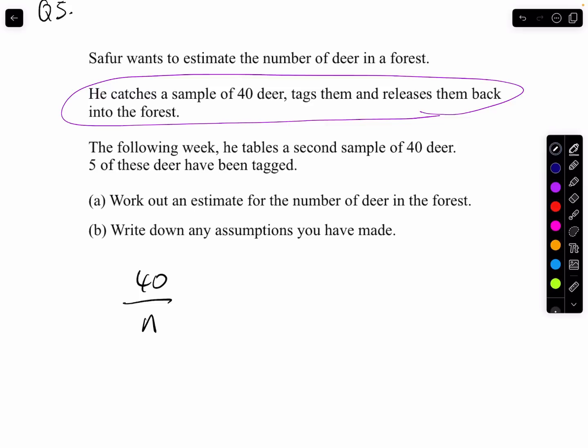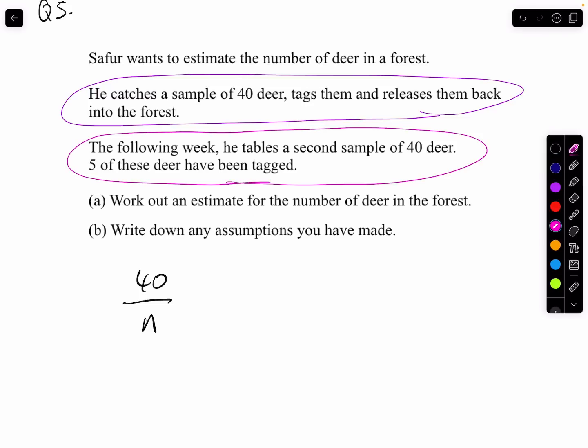Then the following week, he goes back out again and he catches a sample of 40 deer. And he notices that 5 of these have been tagged. So what you want to do here is write equal, and now he catches 40, and out of the 40, he finds that 5 of them have been tagged.